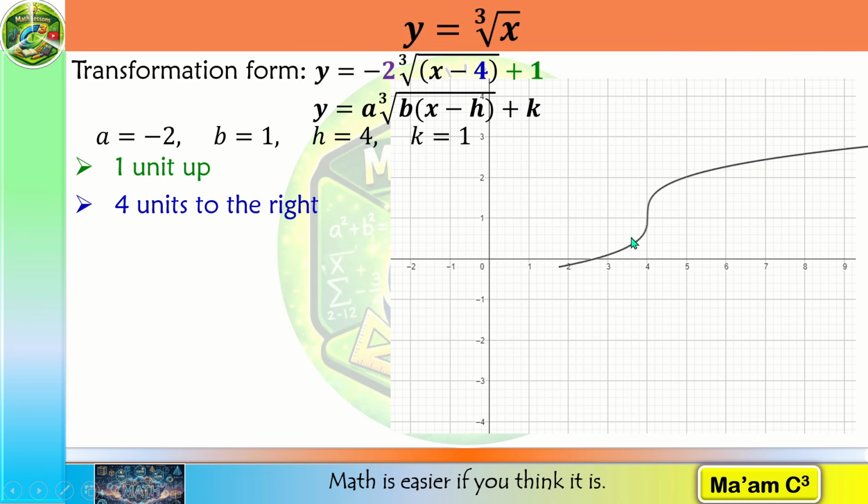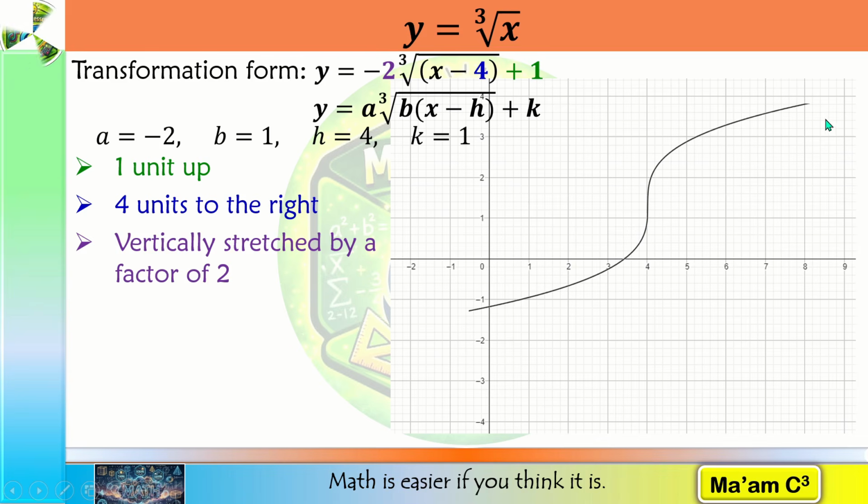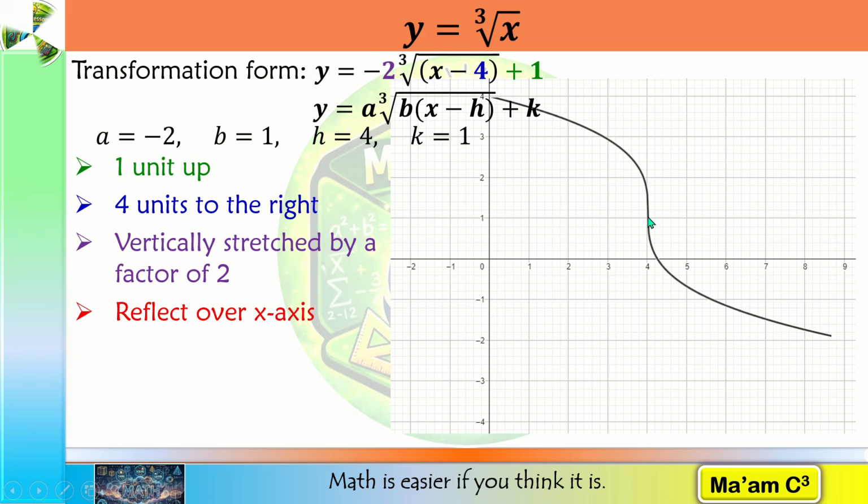That's it. Next, this 2 here means the graph will be vertically stretched by a factor of 2. Let's see that. Our graph is now steeper. There has been vertical stretching. While this negative here means the graph will reflect over the x-axis. There it is.